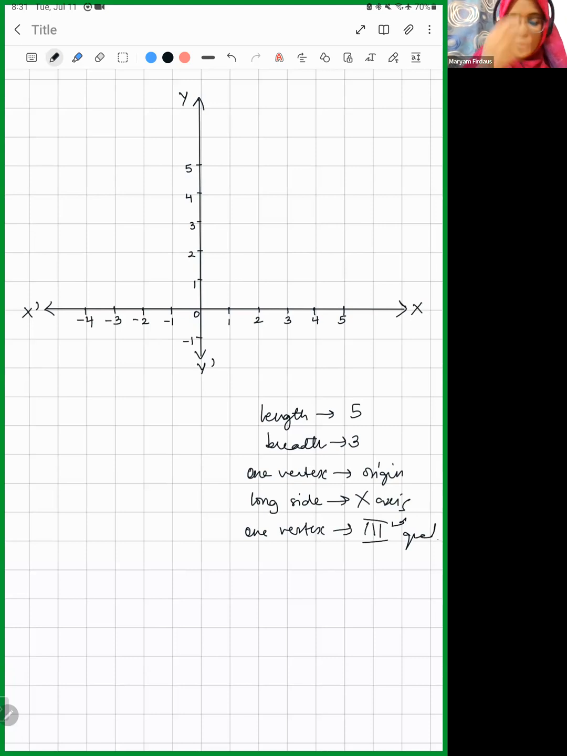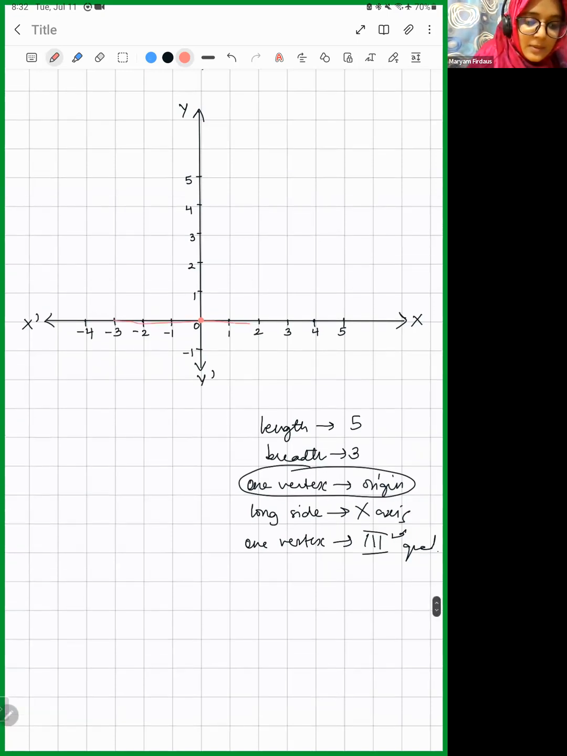Okay. So let's start with this piece of information. One vertex lies at the origin. So here we go. This is one vertex. It lies at the origin. The long side lies along the x-axis. So if a side lies along the x-axis, think about it. It can be like this as well, right? It can be like this, yes, but it won't be like this. Why? Because we are told that the vertex is over here at the origin. So either it will be like this or it will be like this. Are you getting it?